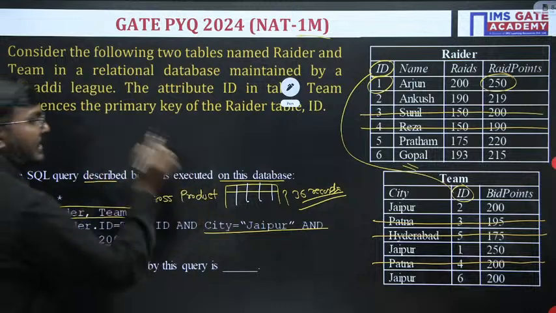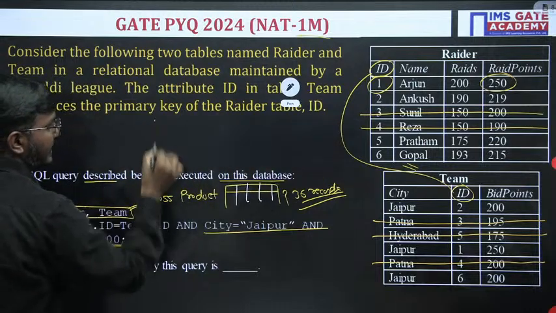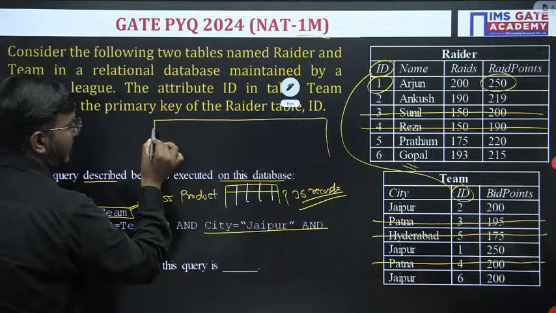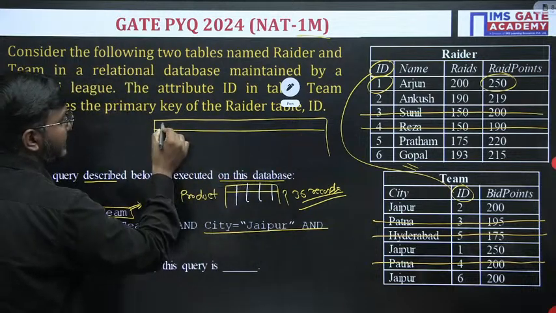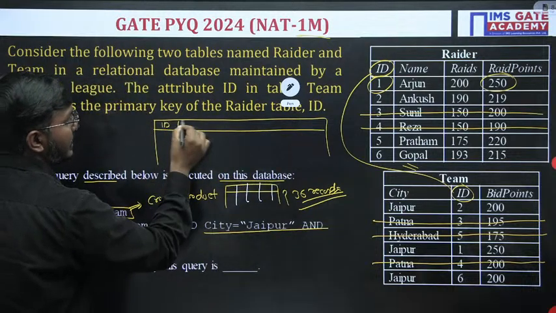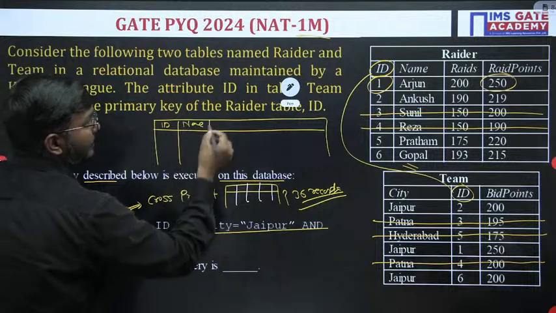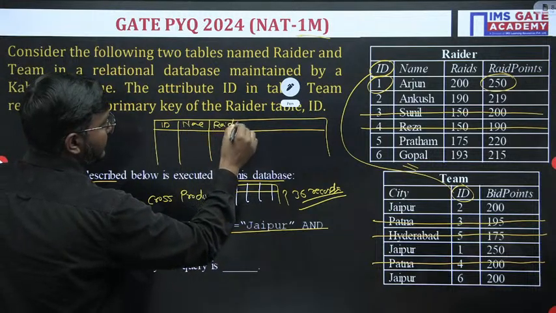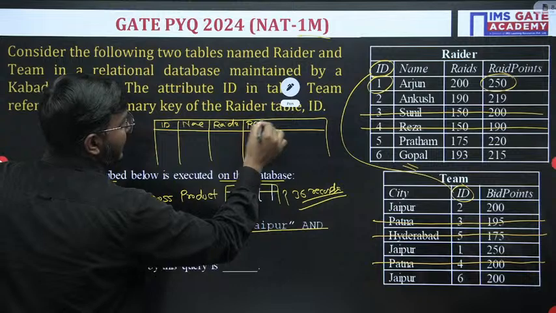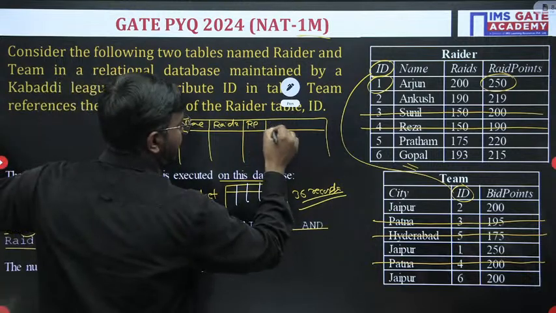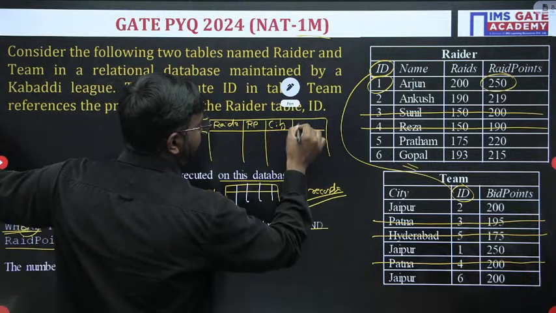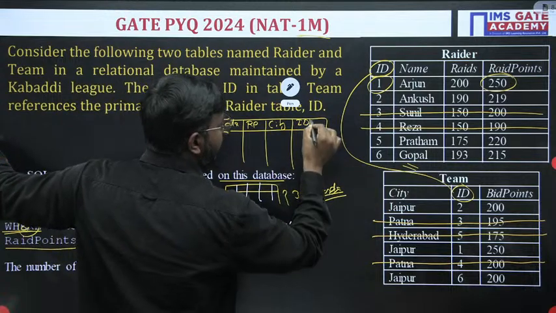It means in the final table we will have the ID attribute, then the name, then the rate points, RP, then the city, then the ID, and the last one is the bid point.